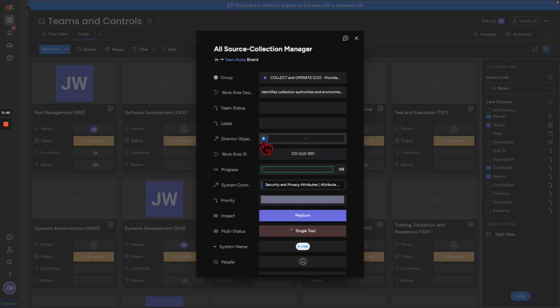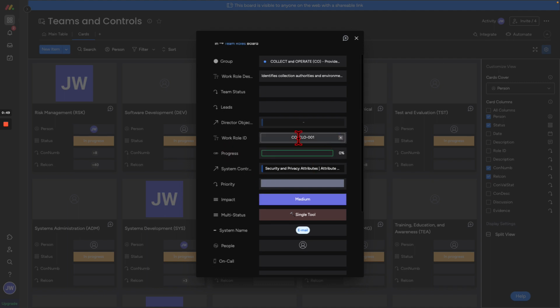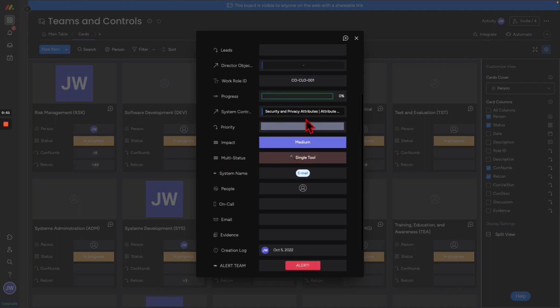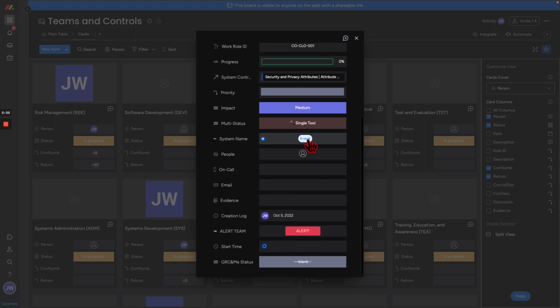I also can see if they're supporting director objectives. I have their identity access management number here. I have what primary control, the priorities, what the status is, what system they're assigned to, if any other people on call, and additionally here, I can push alert and send an alert to the appropriate channels that something is happening and provide the contextual information, roles, and define our start time.